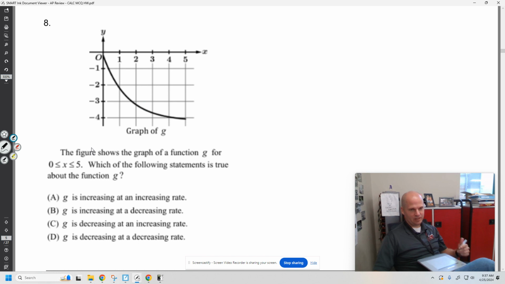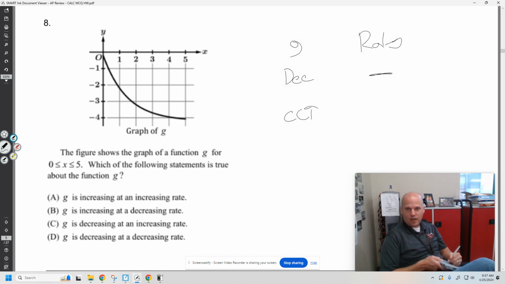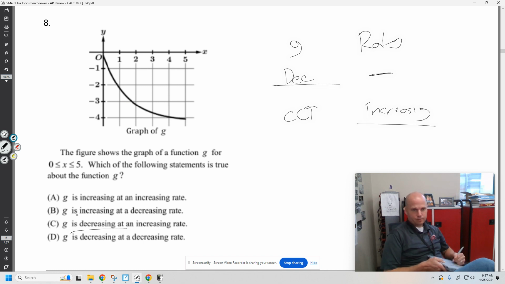This exact same example. But the graph of G is decreasing, concave up. That means the rates of change are negative and increasing. So G is decreasing at an increasing rate.